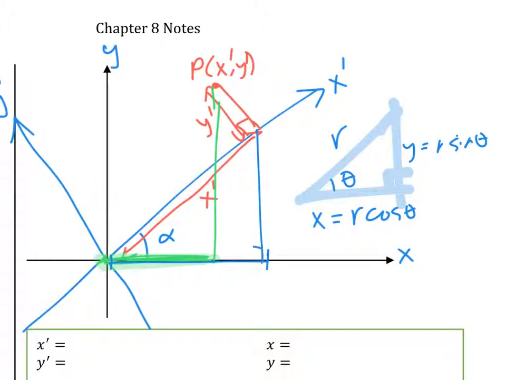This part is going to get quite messy. x prime cosine alpha. And then we have to figure out what this part is so we can subtract it out.